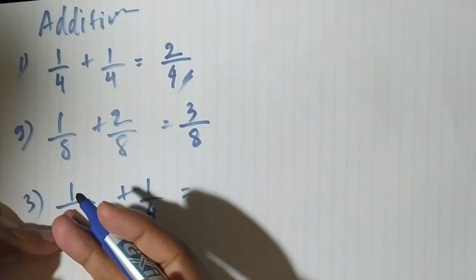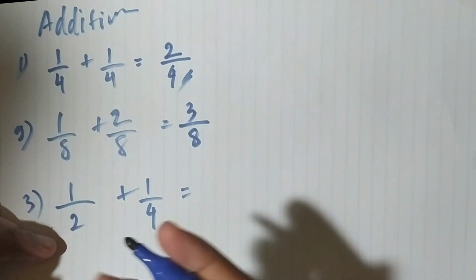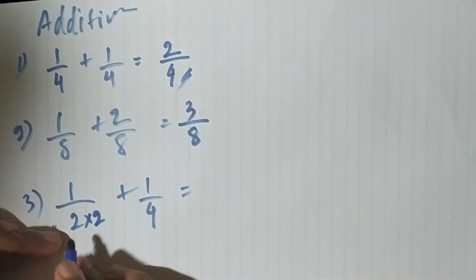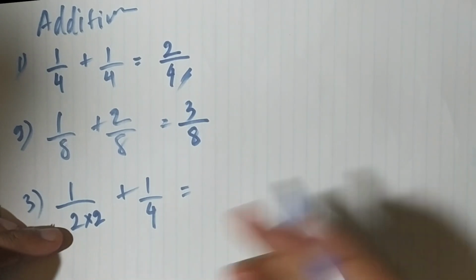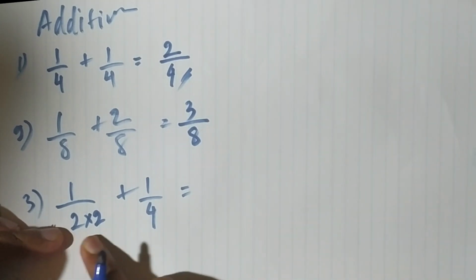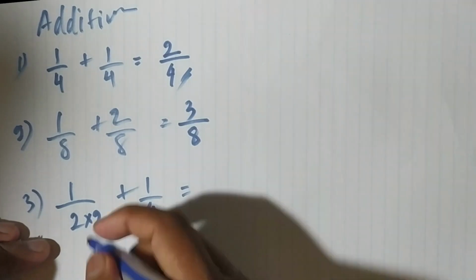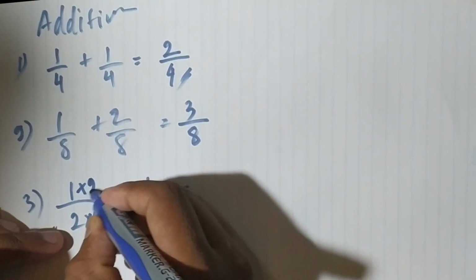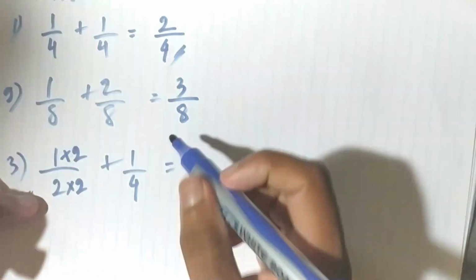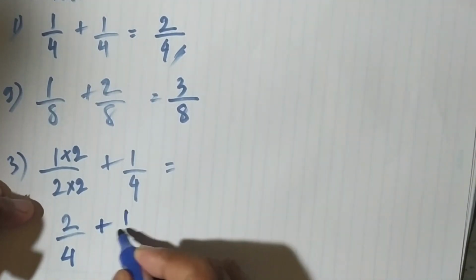That means 2, if you multiply by 2, you will get 4. So I am multiplying this 2 by 2, then I will get 4. I said in equivalent fraction, if you multiply a denominator by any number, numerator also you should multiply by same number. So numerator also I should multiply by 2. So now you can see here, 1 into 2 is 2, 2 into 2 is 4, plus 1 over 4.